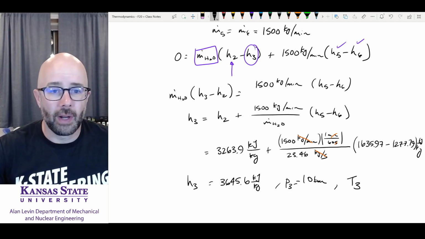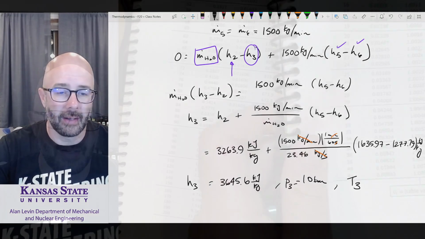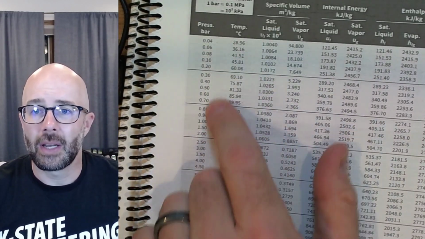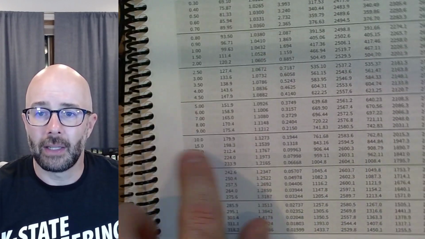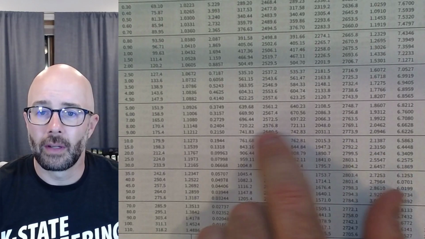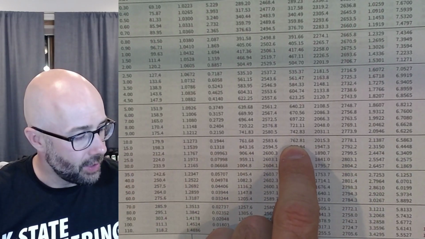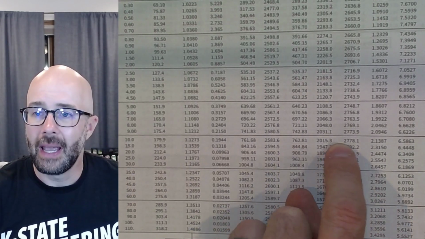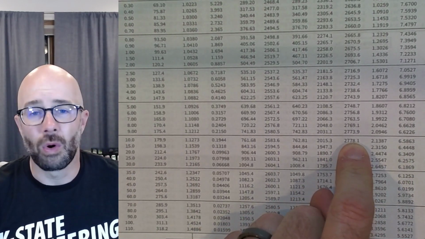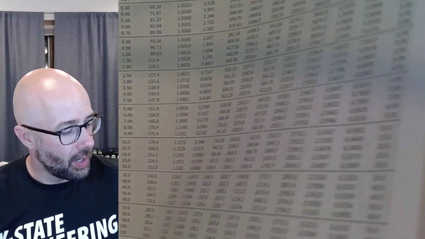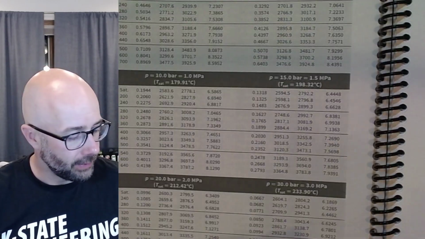So we're going to go to our document camera. We're going to go look at 10 bar first of all, so that's table A3. We're going to first look at saturation, at 10 bar. And this is what we're going to start with. Here is our saturated liquid enthalpy, and here's our saturated vapor enthalpy. We're well above that, so that means we're still a gas. So we're going to go to our 10 bar gas tables.